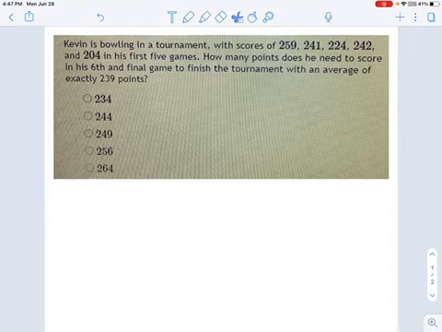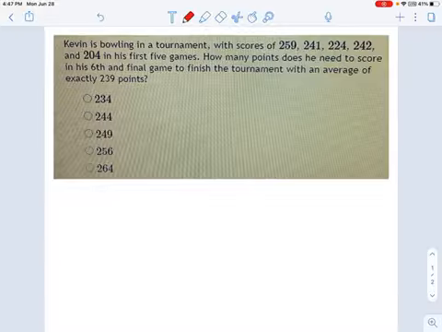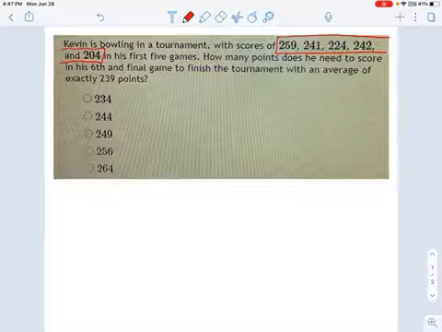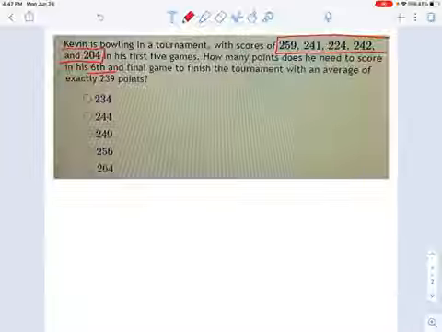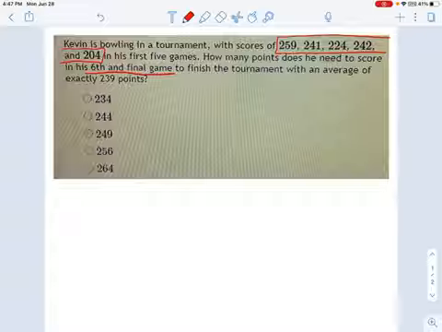In this problem, we see that Kevin is bowling in a tournament, and he's got a bunch of scores here from the games that he's played, starting with this game of 259 points and ending with a game of 204 points. He really fell apart there in game number 5. So the question is, how many points does he need to score in his sixth and final game to finish the tournament with an average, okay, we're looking for an average, of exactly 239 points?